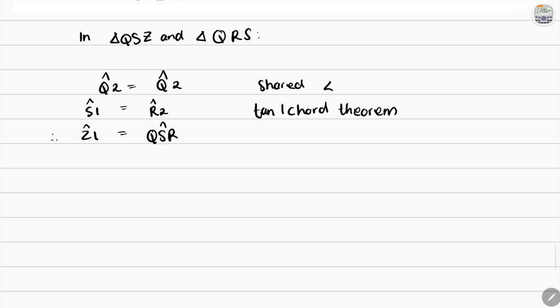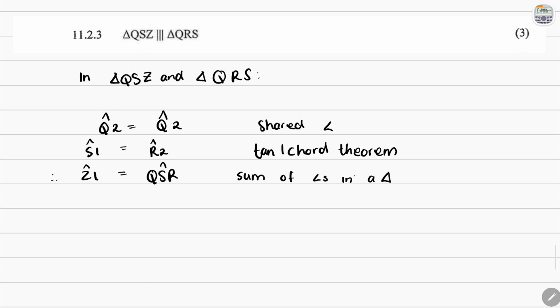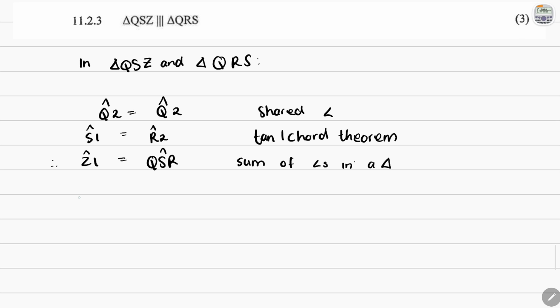And the reason is you can either say it's the third angle in the triangle, or because of the sum of interior angles of a triangle, sum of angles in a triangle. Okay, and there we go. We have three angles being equal. So finally, we can conclude that triangle QSZ is indeed similar to triangle QRS, and that's because we have three corresponding equal angles.